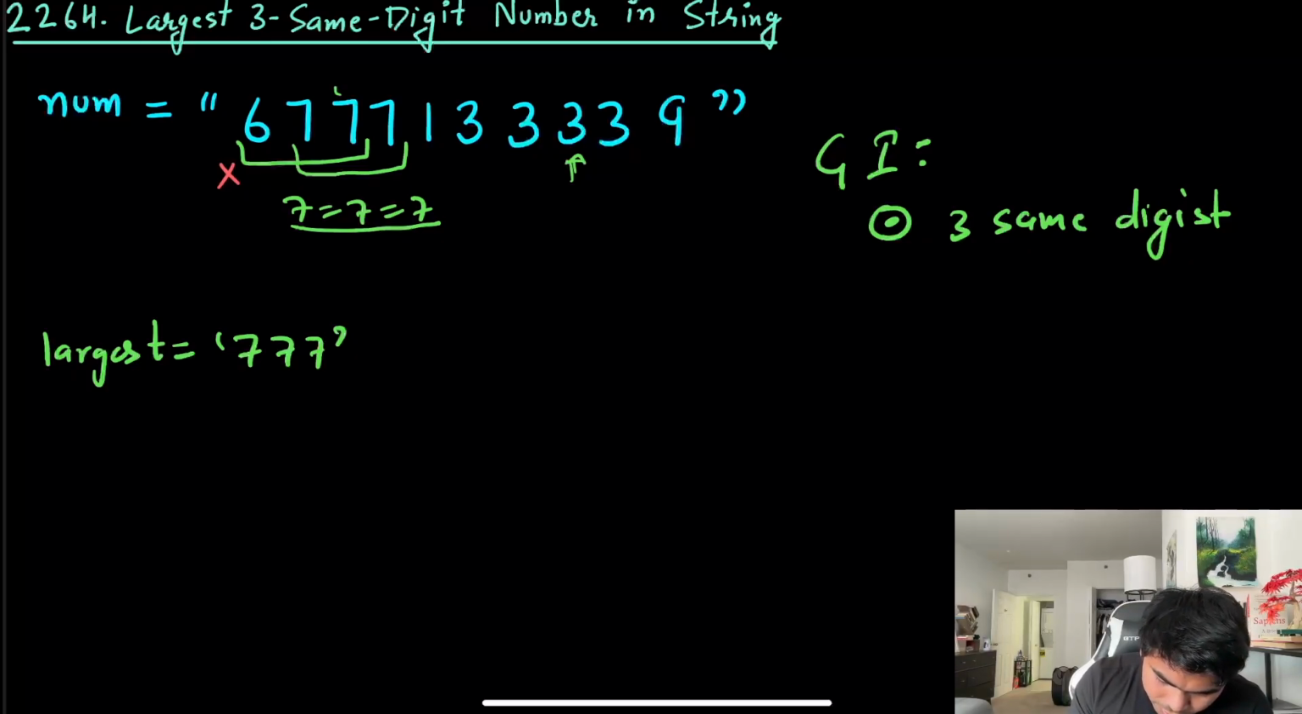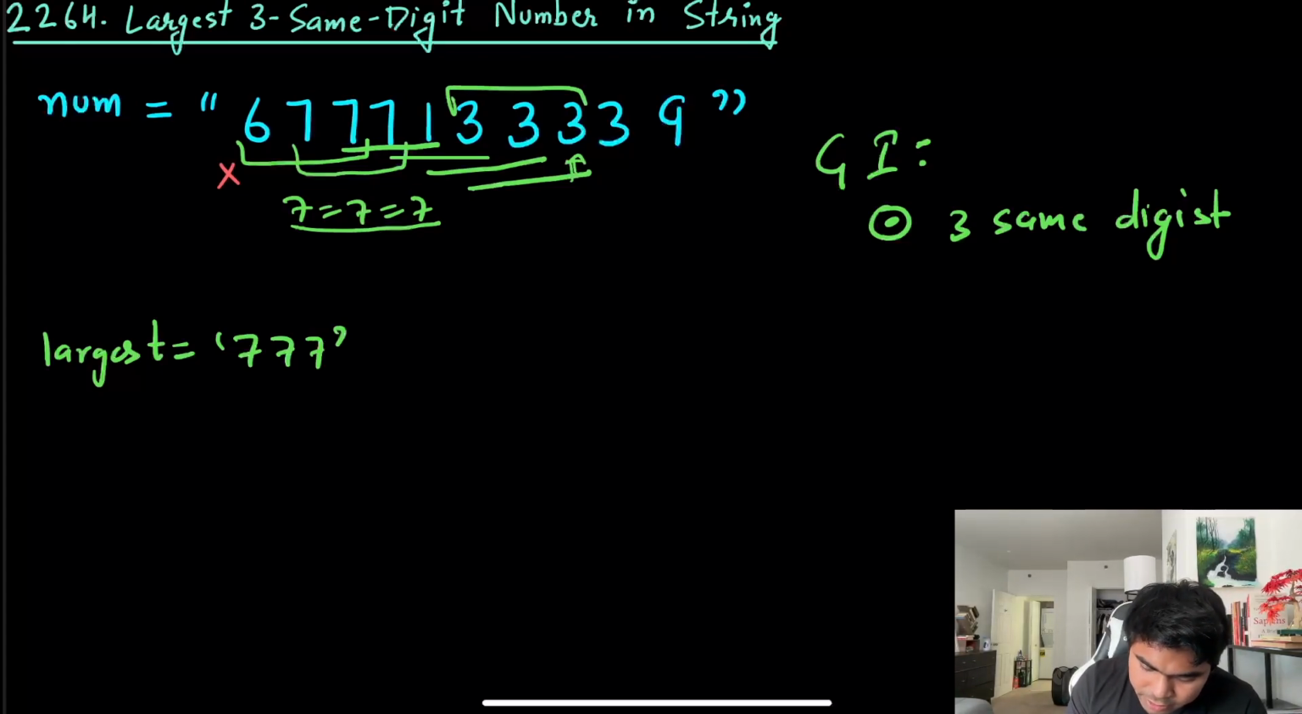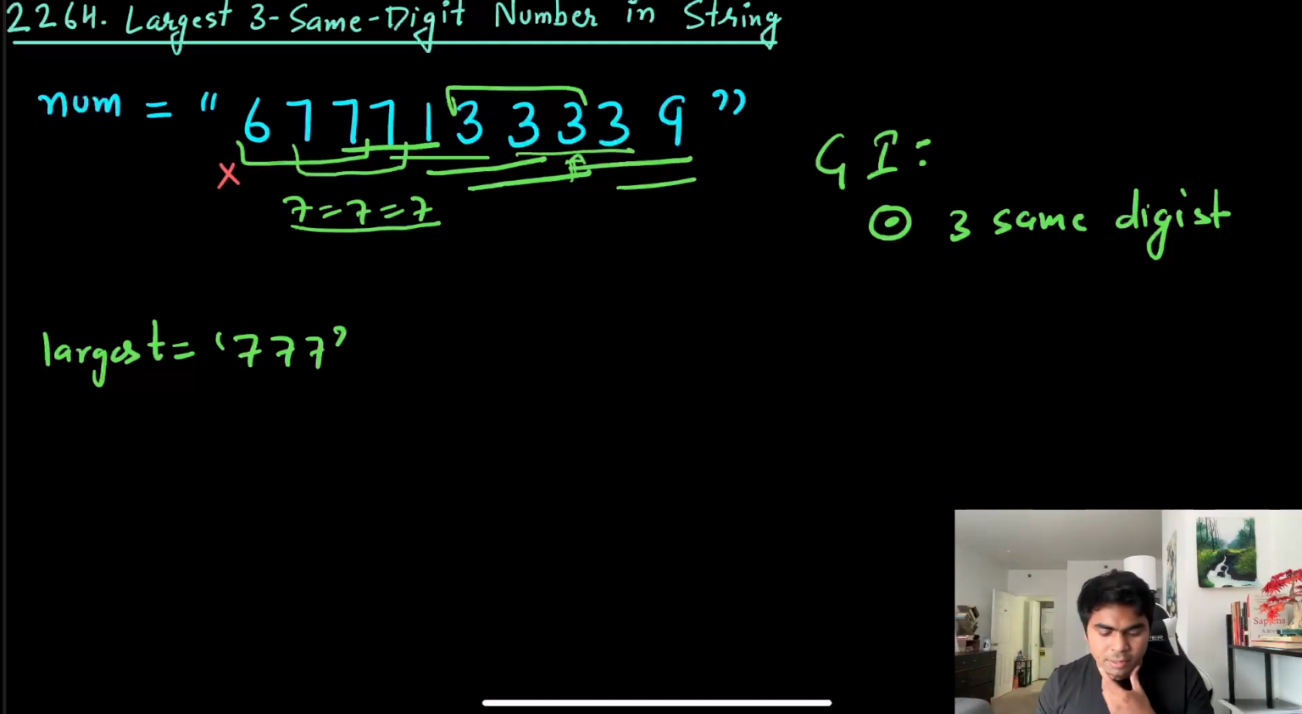Now this does not qualify. This does not qualify. This does not qualify. This does not qualify. This qualifies, but it's not greater than 777, so we'll skip it. We'll skip all threes. This also qualifies. This does not qualify. This does not qualify. That's not even three numbers. So I think that's the simplest approach that we can follow.